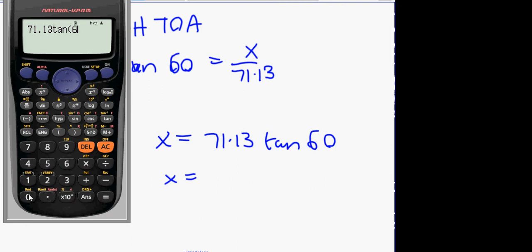Okay guys, excuse me. Sorry, I'm in radian mode. If that doesn't come out for you, it means you're in the wrong setup. So if it doesn't say D, make sure you're in degrees when you do it. Press equals again. 123.2.